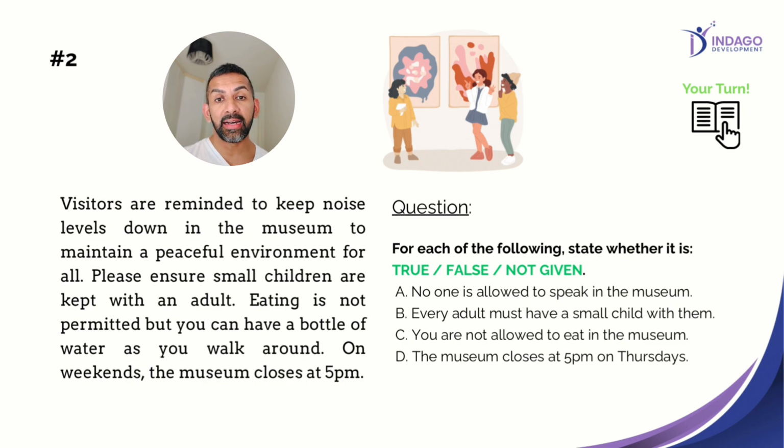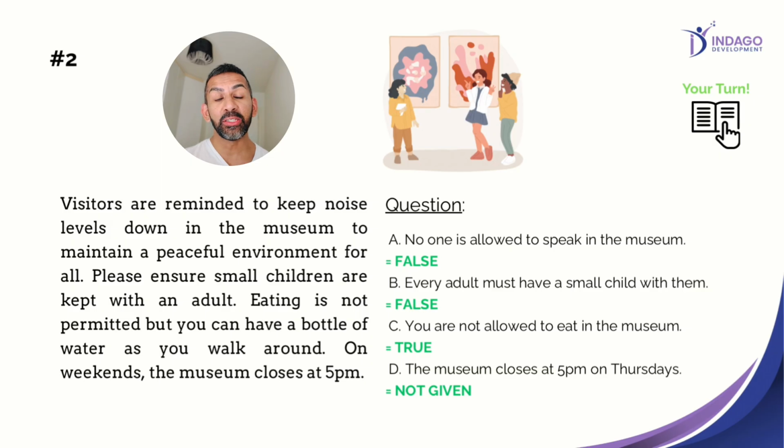I'll read the text, I'll ask you to pause, you then read the full statements and decide on true, false or not given. Visitors are reminded to keep noise levels down in a museum to maintain a peaceful environment for all. Please ensure small children are kept with an adult. Eating is not permitted, but you can have a bottle of water as you walk around. On weekends, the museum closes at 5 p.m.